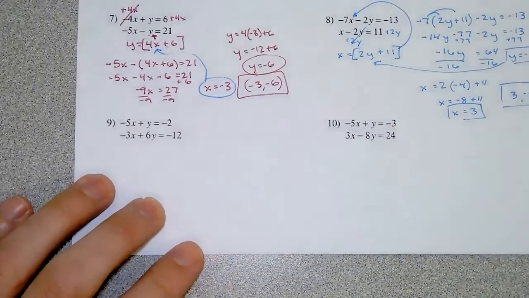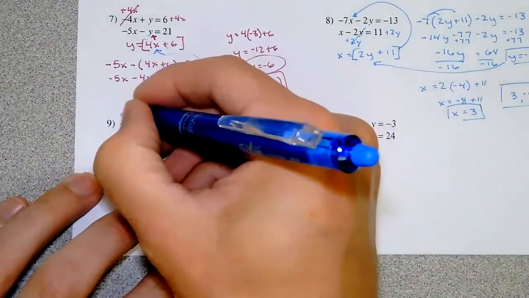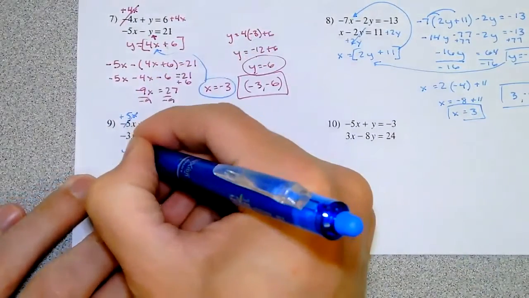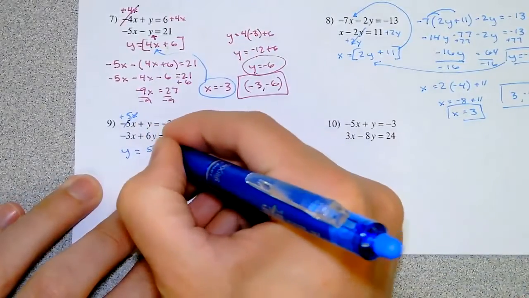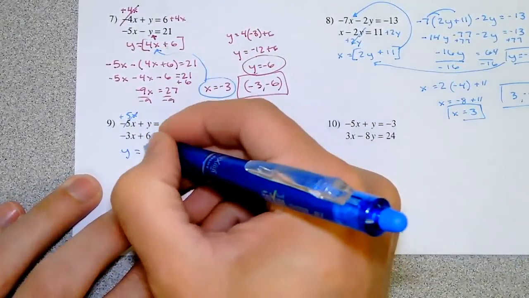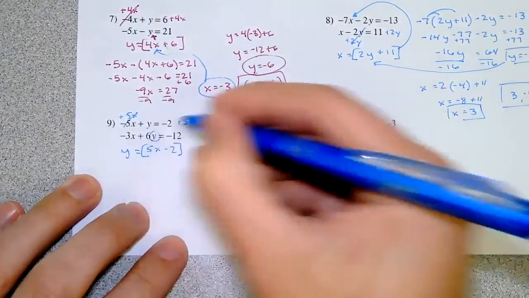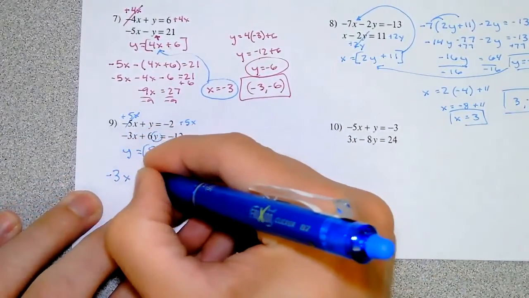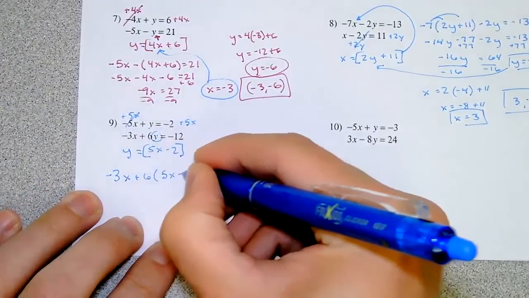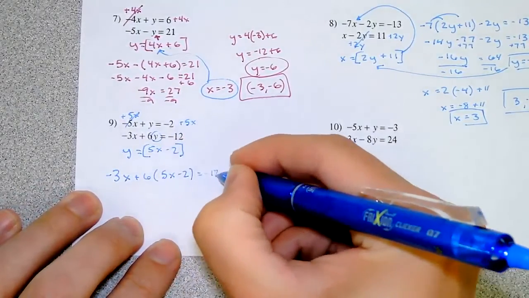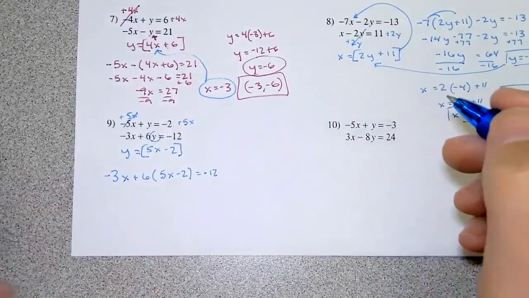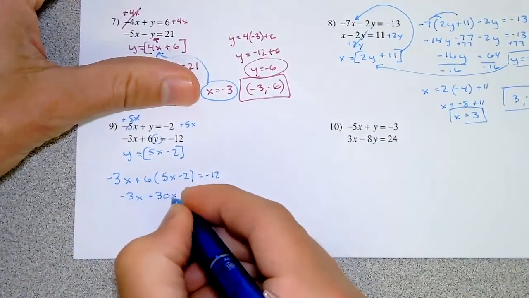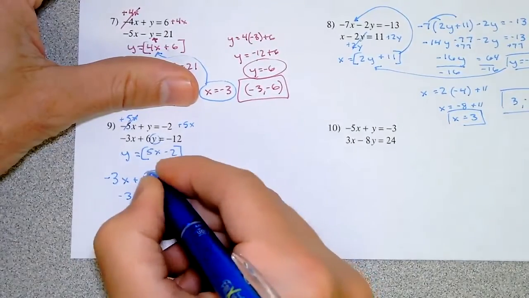Okay, we'll do one more here, number 9. If I add the 5x to the other side, I now have y equals 5x minus 2. So I can take that and plug it in for that y there. Rewrite it as negative 3x plus 6 times (5x minus 2) equals negative 12. Negative 3x plus 30x minus 12 when I distribute the 6.